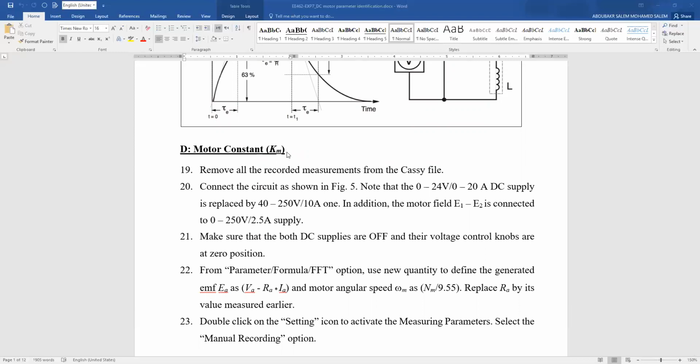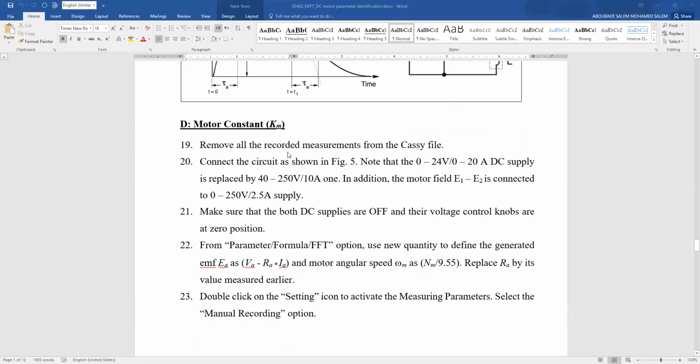How can we measure Km? There is a test also to measure the machine constant. So simply, we will have another procedure. Remove all recorded measurements from CASI. We have to define new quantities. Connect the circuit diagram shown in figure 5. We will describe the figure now.